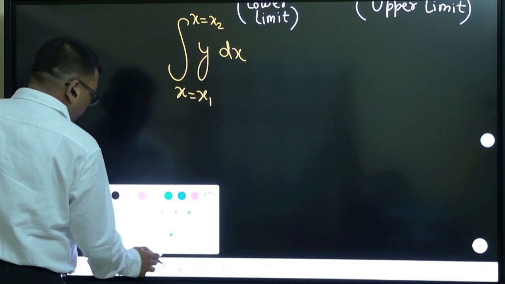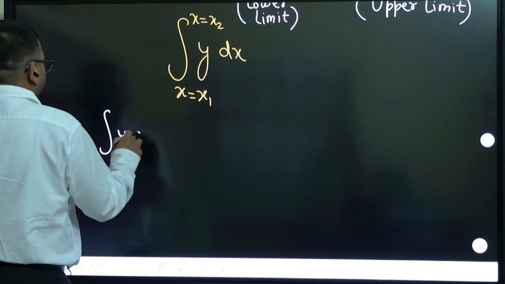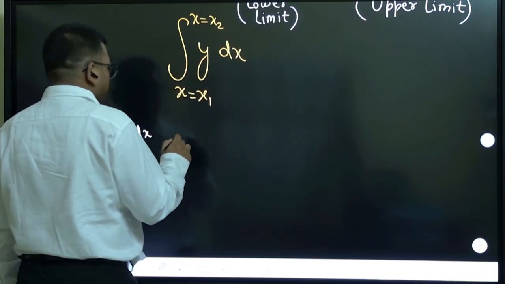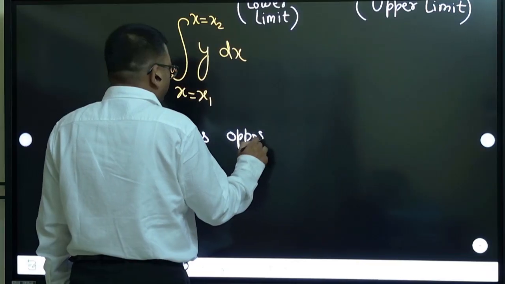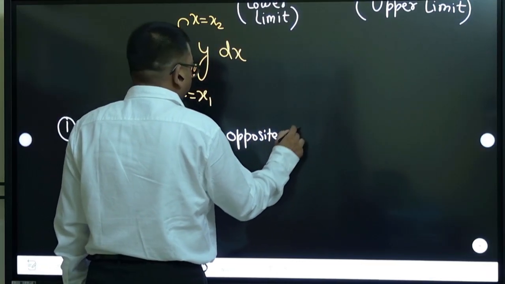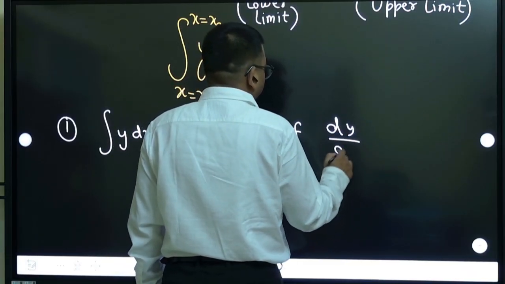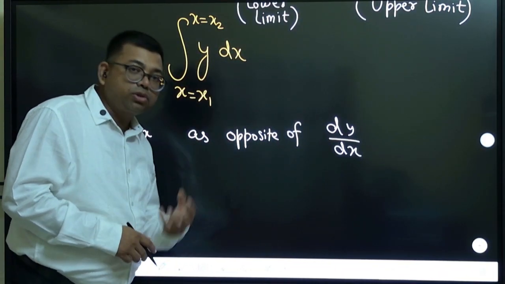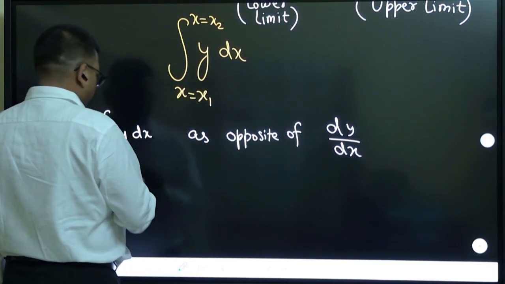First is integration of y with respect to x as the opposite of dy by dx. The process of integration is opposite of differentiation. Let us try to understand this.